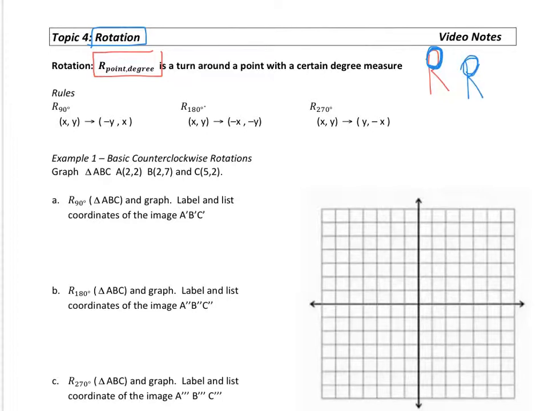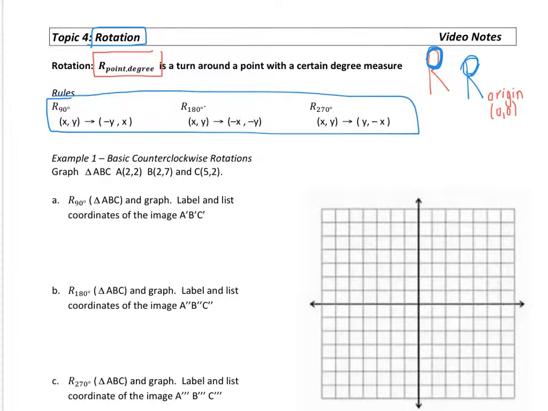So here we are given a point that we rotate around, and most often it's the origin. Sometimes they'll write the origin, or sometimes they'll just leave it out, or they'll give you the coordinates 0, 0. It's okay if it's missing, as you'll see in these rules here. You don't see any words like origin, you don't see the coordinates 0, 0, but it just means that we're rotating around the origin. And then they give you a degree measure, such as 90, 180, 270.